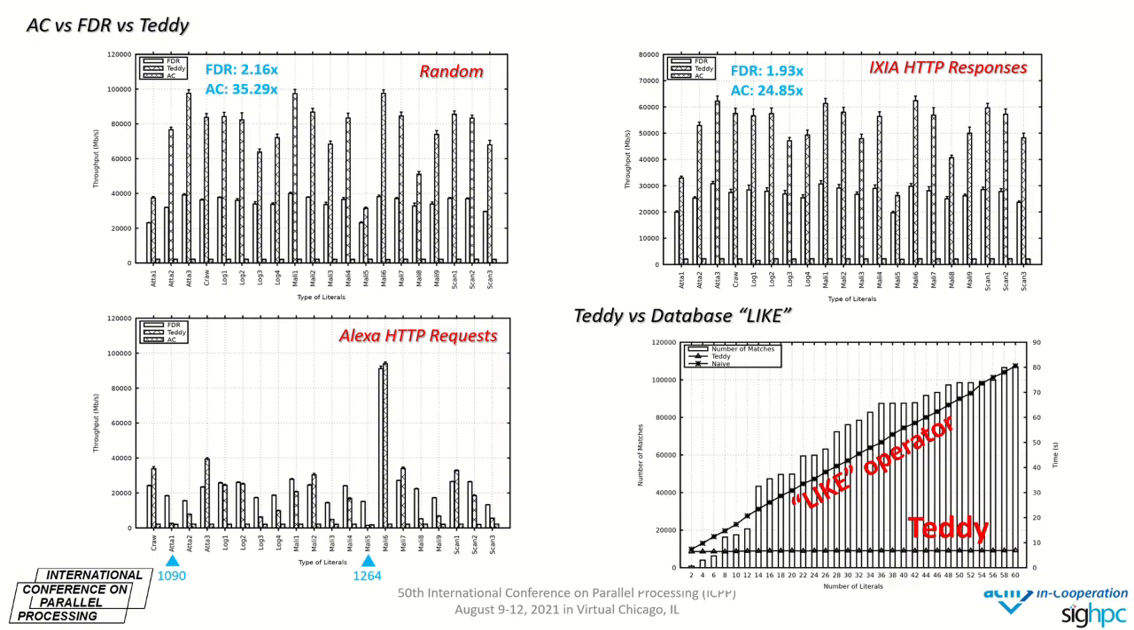In the last figure, we can find that the performance of AC will decline with the increase of the matching number, but the performance of Teddy is relatively stable. In summary, Teddy has better performance in small-scale string matching.